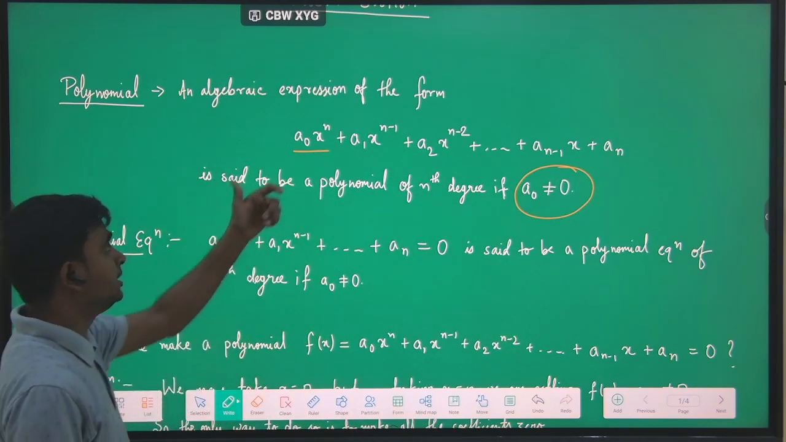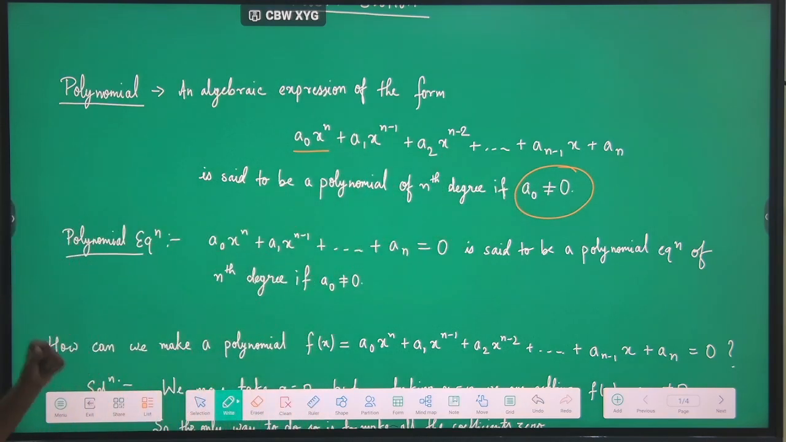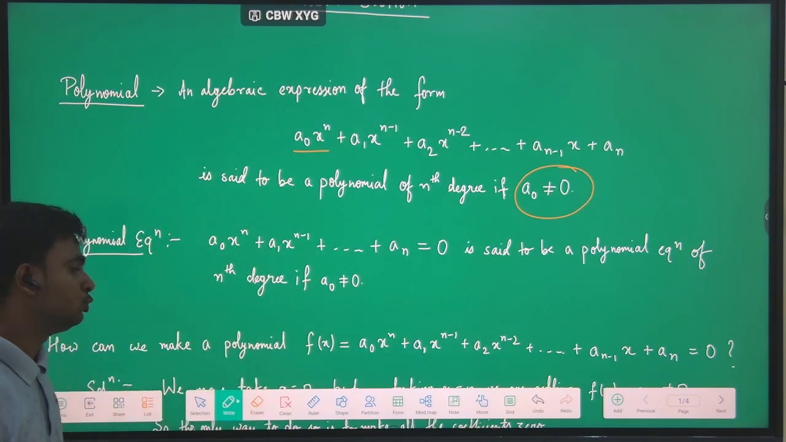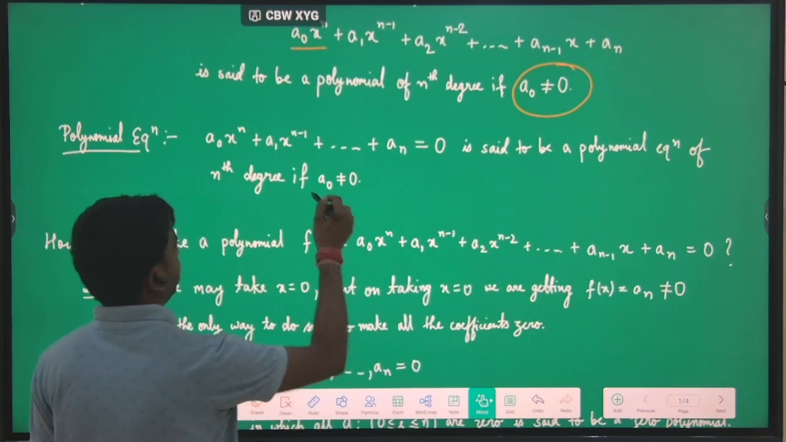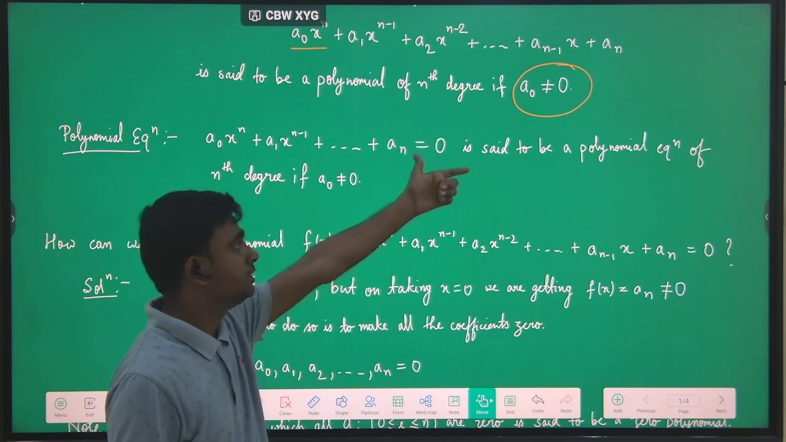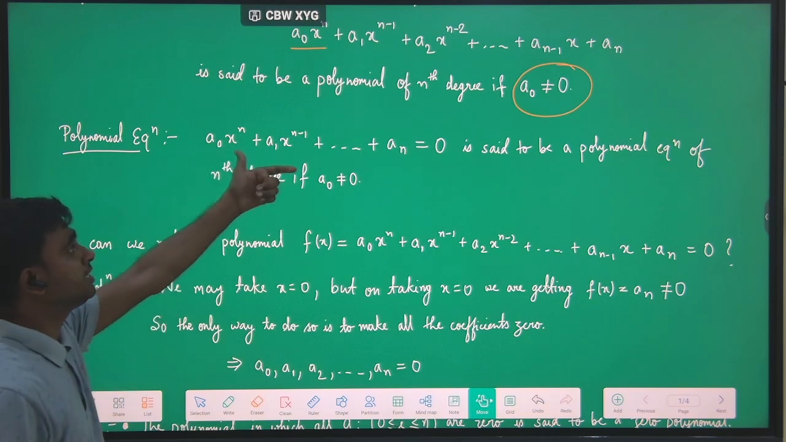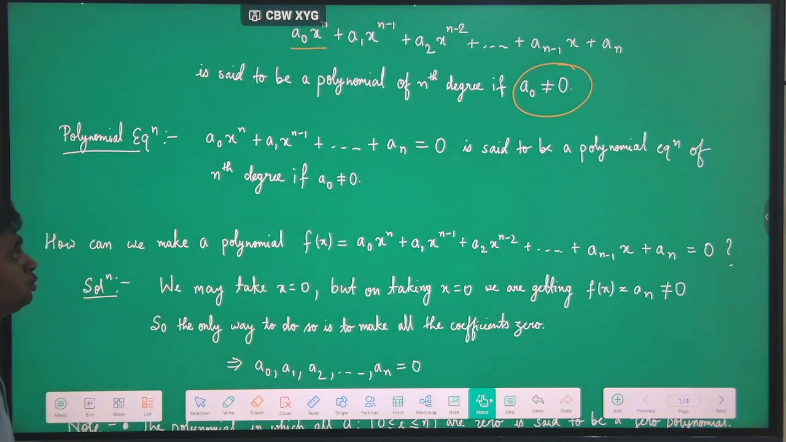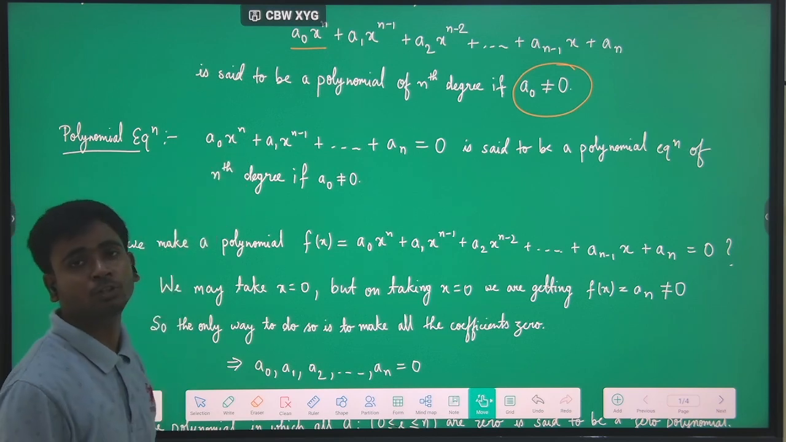Okay. Whenever this expression is equated with 0, that type of equation is termed a polynomial equation. Here also, this a naught should not be equal to 0. Now, as we have said, to make it a polynomial equation, we have to equate this expression with 0. So how can we make this polynomial equal to 0? To do it, we can do two types of things. First is to make x equal to 0.